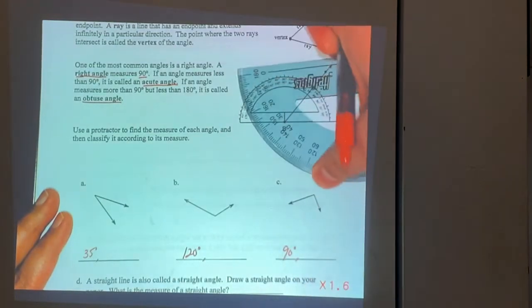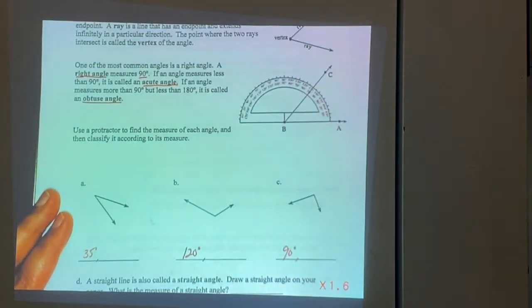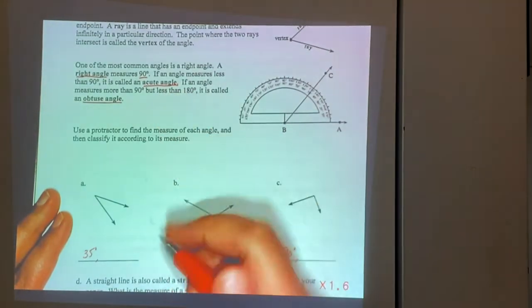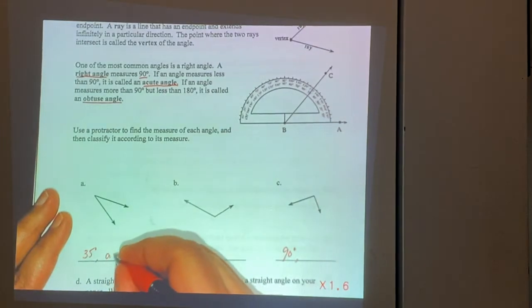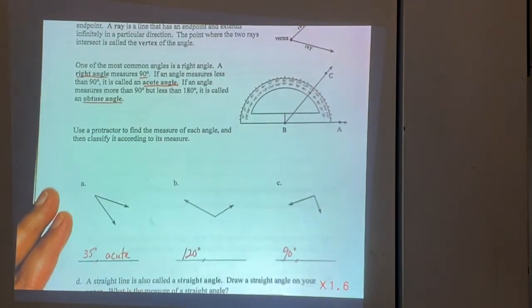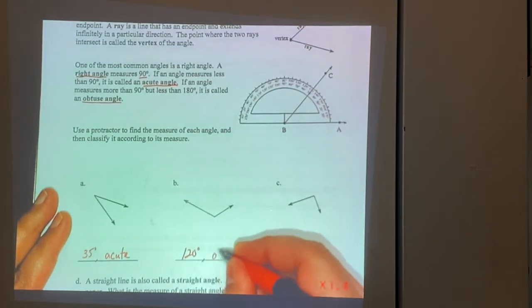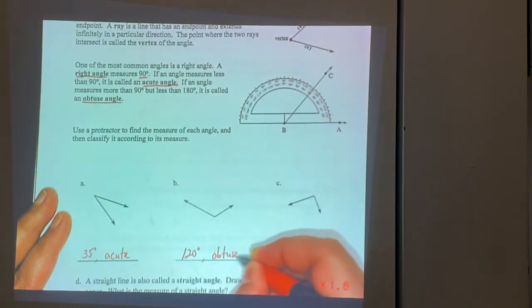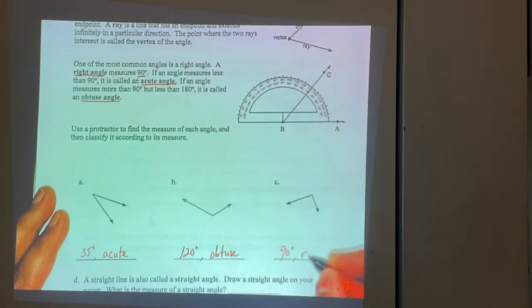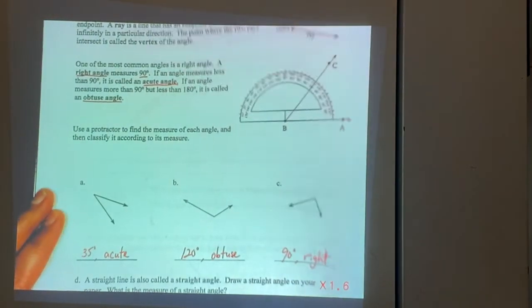Okay, so if it's 35 degrees, it's less than 90. And what did we call that up here? We called it acute. 120 is greater than 90, so this one is obtuse. And exactly 90 is a right angle.